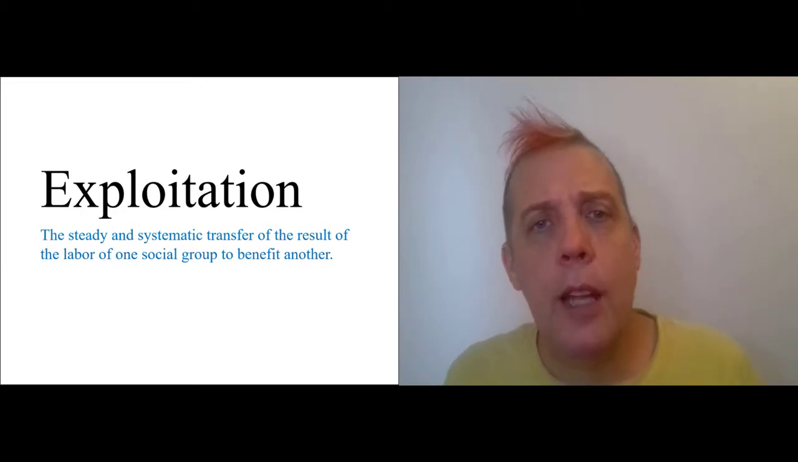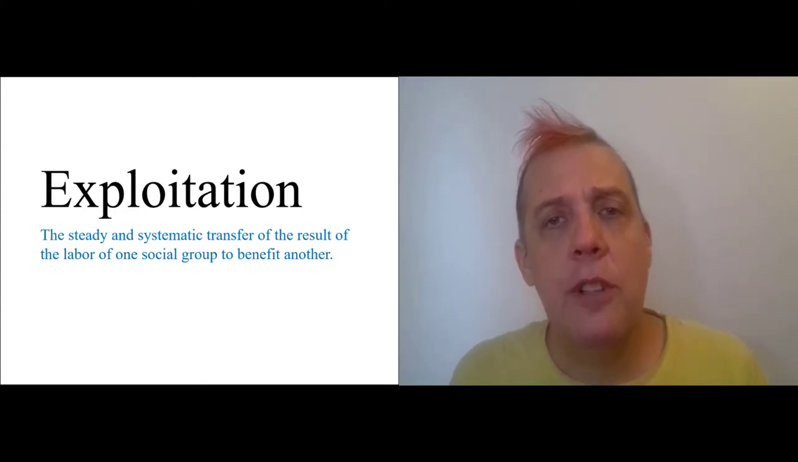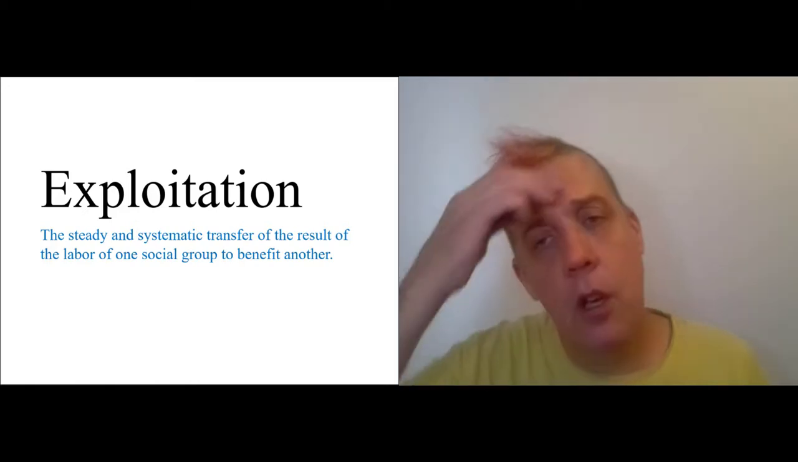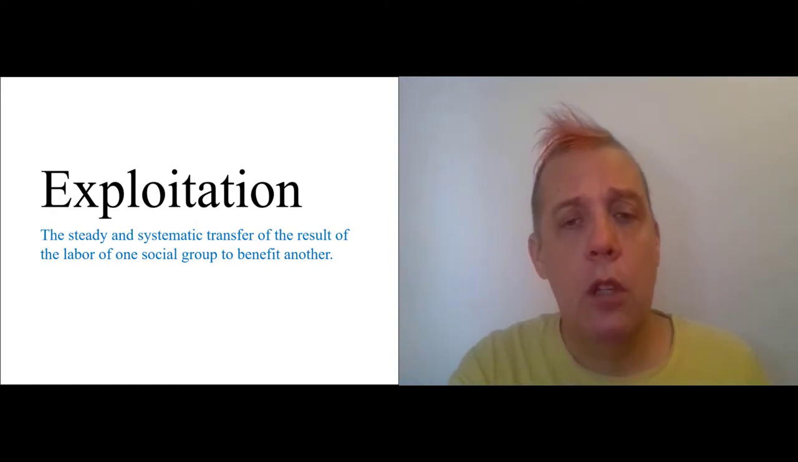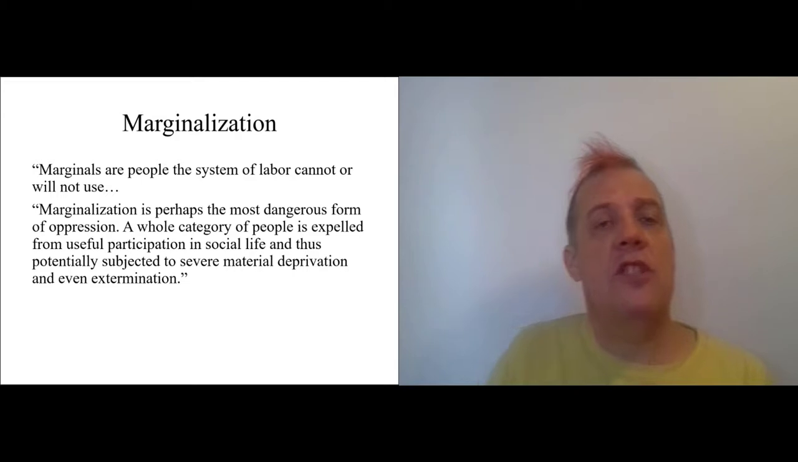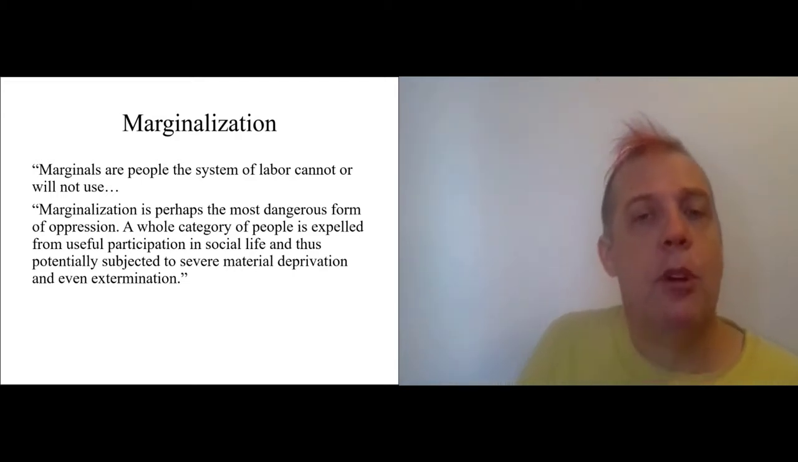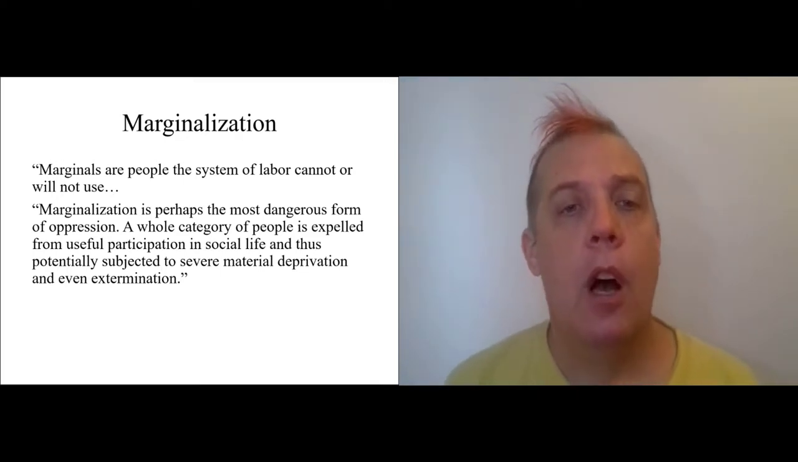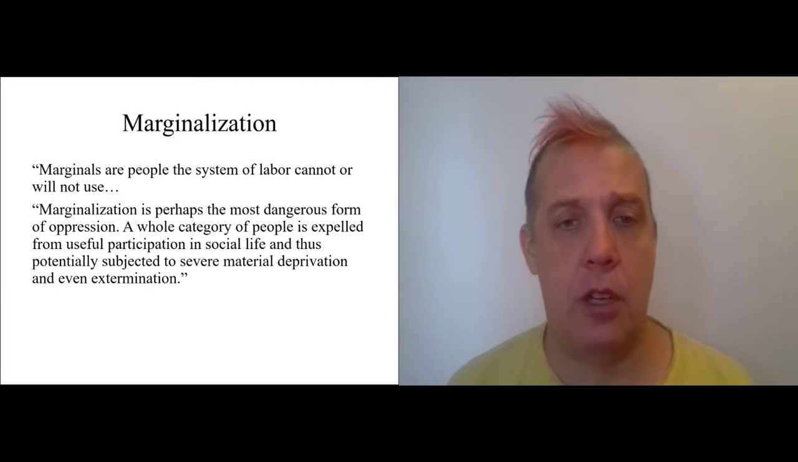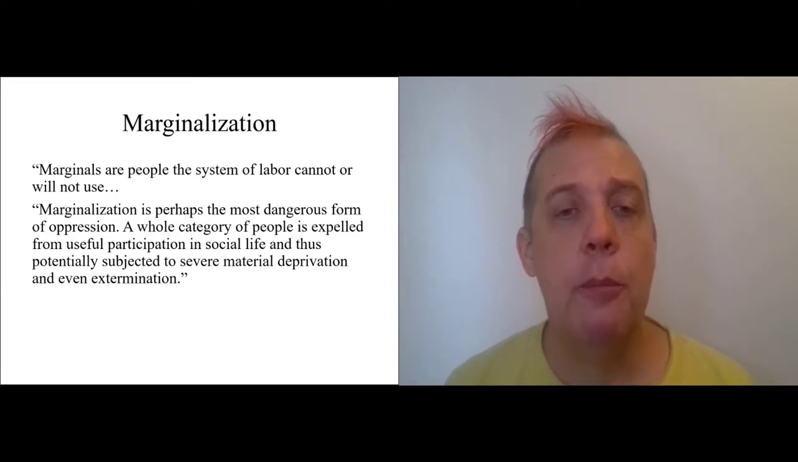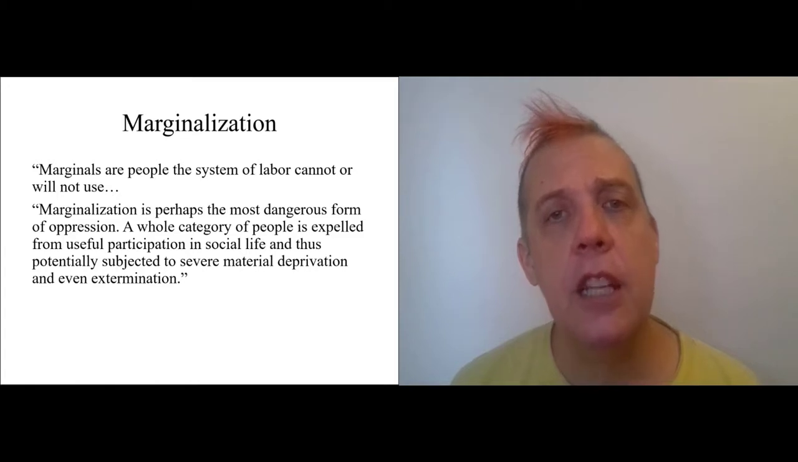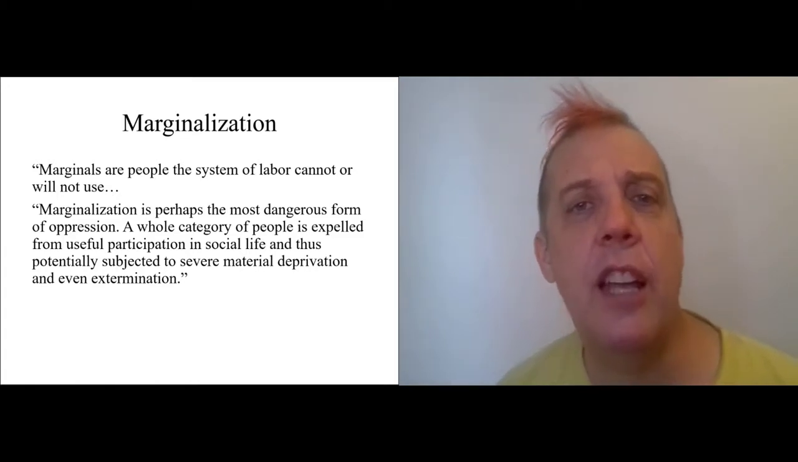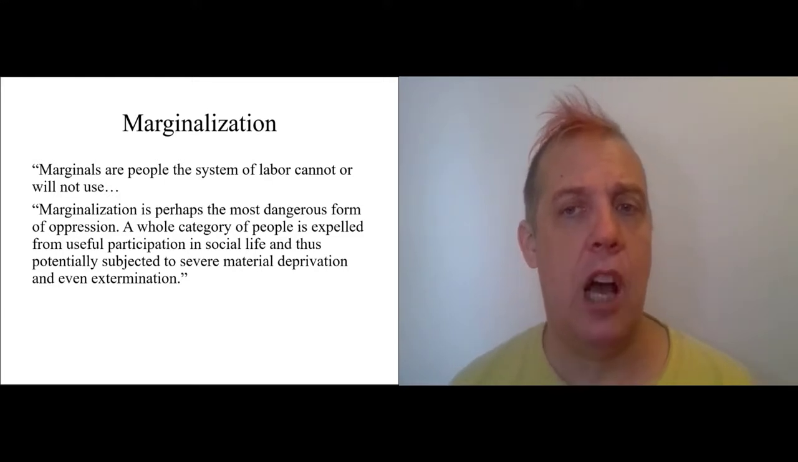Exploitation, though, isn't the only way people wind up being oppressed. Exploitation fundamentally only applies to people who are doing some form of work, either in the formal labor force or the informal domestic labor force. Let's think about people who don't work. Marginalization. Marginals are the people that the system of labor cannot or will not use. Marginalization is perhaps the most dangerous form of oppression. A whole category of people is expelled from useful participation in social life and thus potentially subjected to severe material deprivation and even extermination. Think about societies where certain classes of people are pure non-entities.